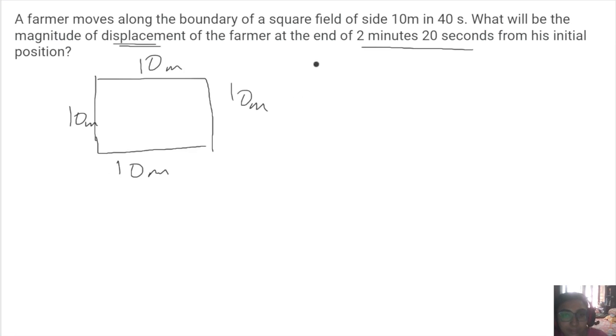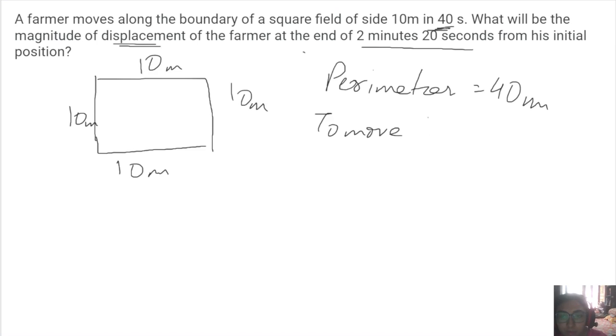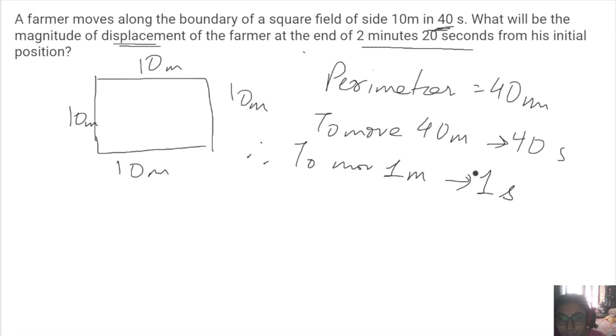So we get the perimeter as 40 meter. Okay. He moved this whole boundary in 40 seconds, right? So to move 40 meter, he took 40 seconds. Therefore, to move 1 meter, he will take obviously 1 second, right?